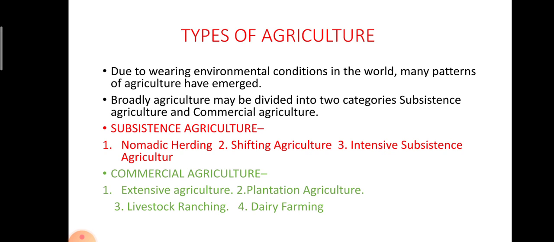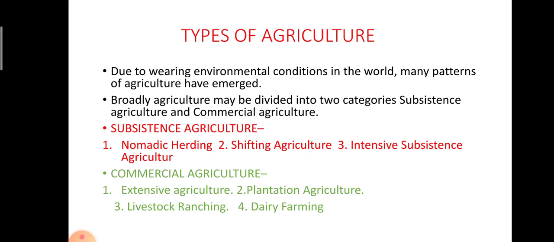Agriculture also depends upon the varying environmental conditions in the world. Many patterns of agriculture have emerged basically. They depend upon the terrain. Terrain means the type of land, climatic condition, economic background. On the basis of type of land, climatic condition, and economic background, agriculture also depends.